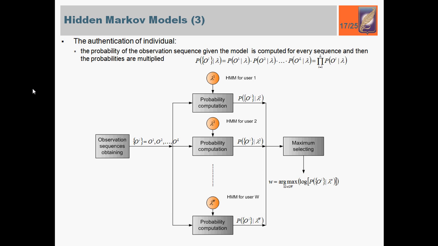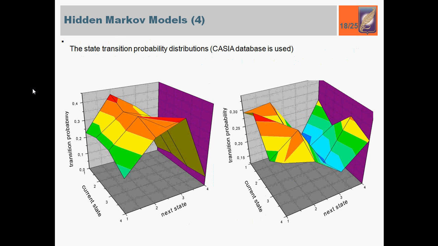Each human gait is modeled by a distinct hidden Markov model that is stored in the database. The probability of the set of observation sequences is calculated in the following way. The probability of the observation sequence given the model is computed for every sequence, and then the probabilities are multiplied. To prevent underflow, a log function of the probabilities is used. The model with maximum probability, most likelihood, is selected.